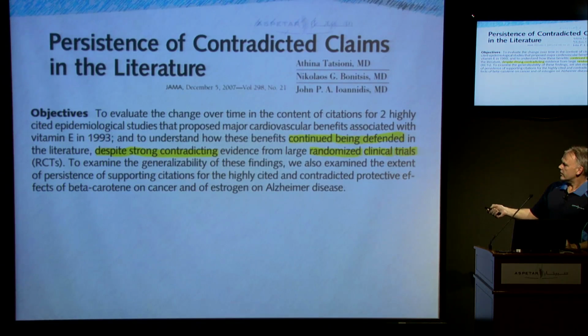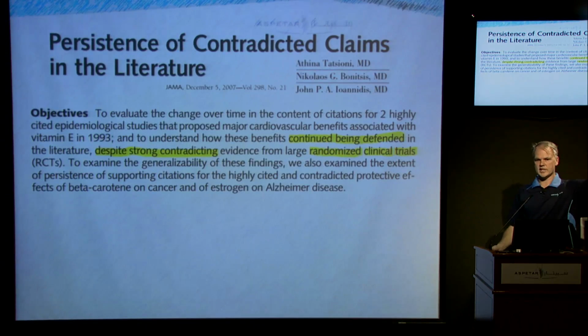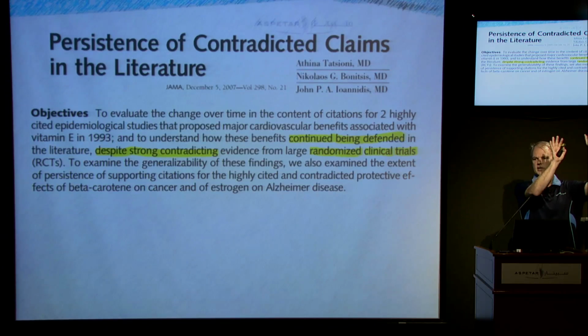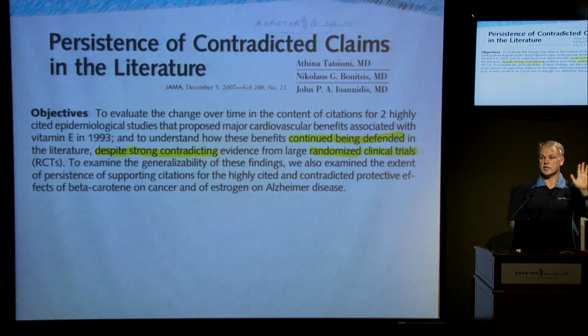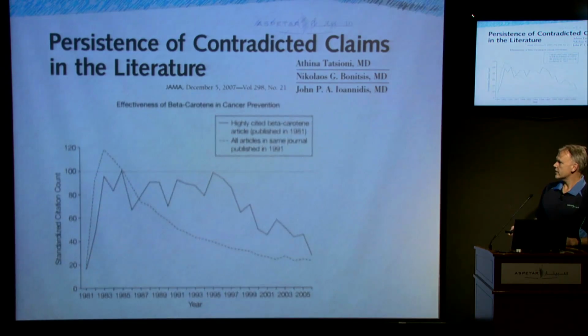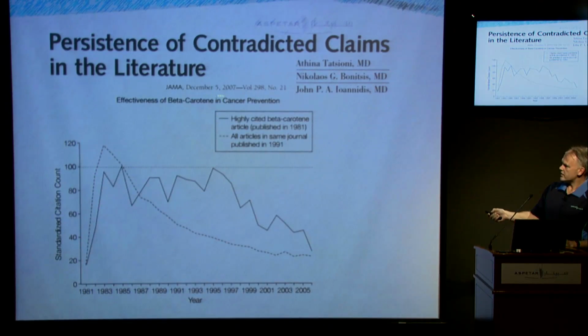He looked at the preponderance of studies that were still being cited despite the fact that they had strong contradicting evidence from big randomized controlled trials. So somebody comes out and says this, shortly after, big randomized controlled trials say, no, that's not true. Well, that should be the end of it, but it's not. So this plays in our favor. So for example, especially if you're looking in cancer, you're going to get a really long career.